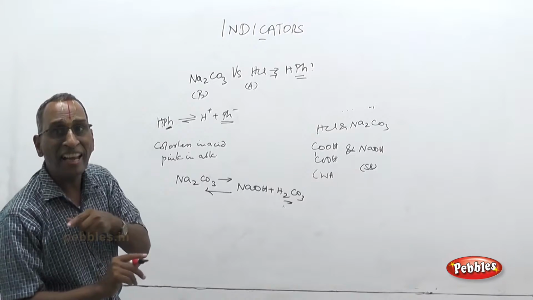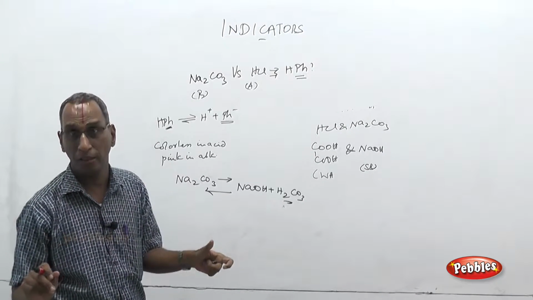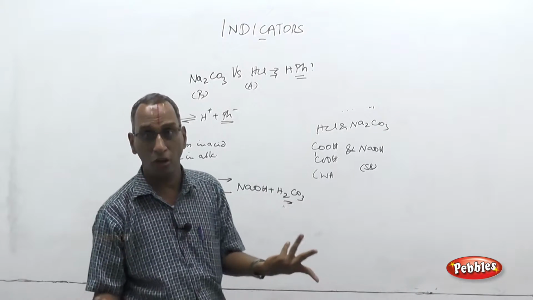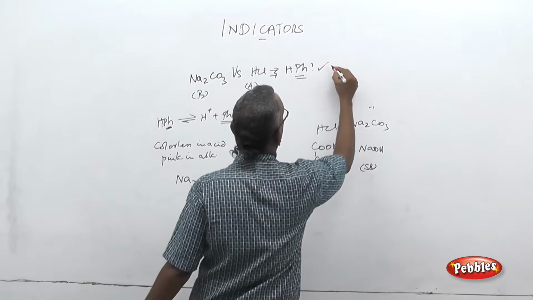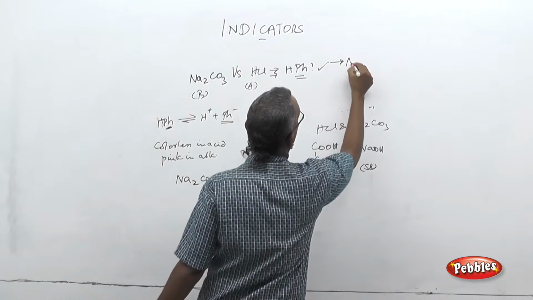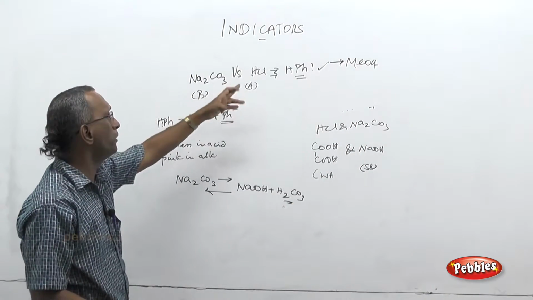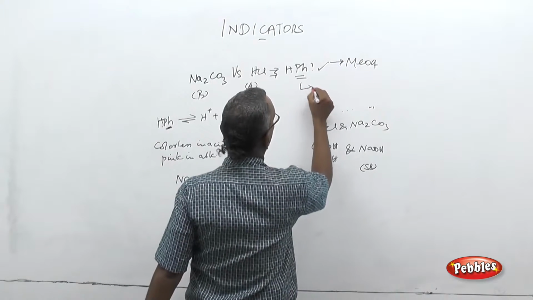So phenolphthalein cannot be used for weak acid titrations. If it is used with a weak acid titration, the color change is not observed. So for this titration, the better choice is only methyl orange. So methyl orange is the indicator. Why is that? How does it work?